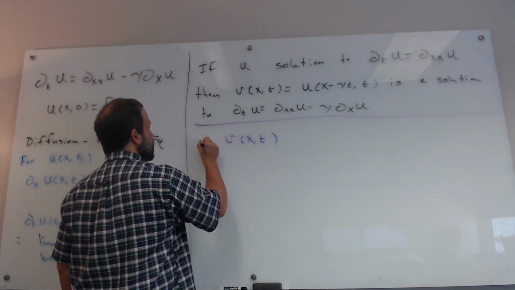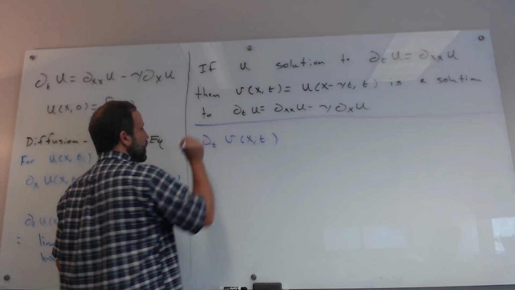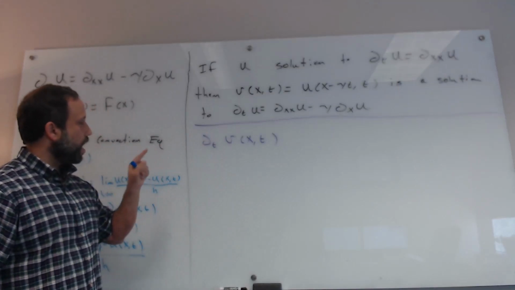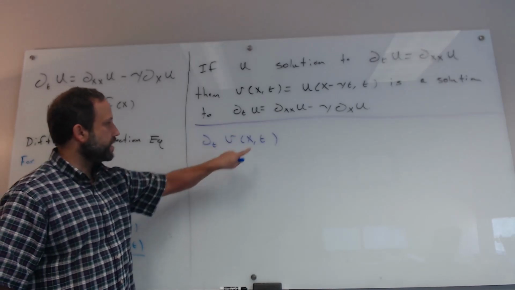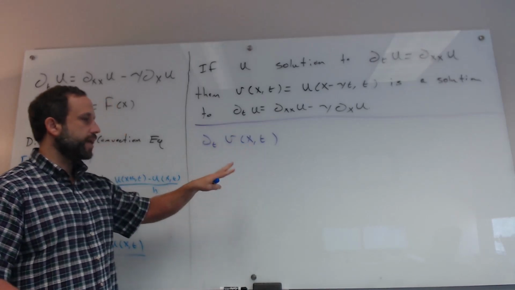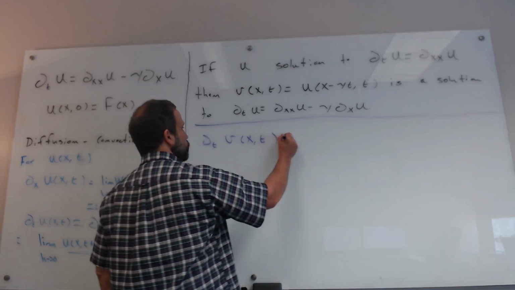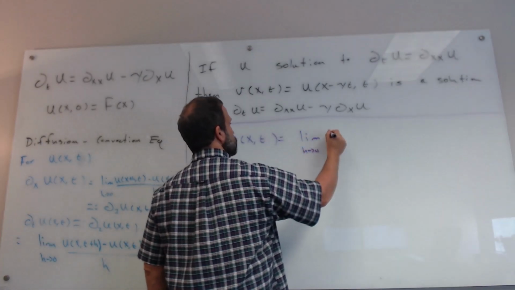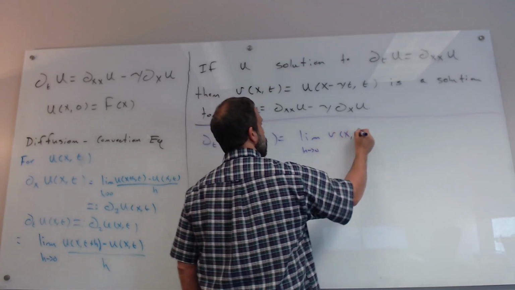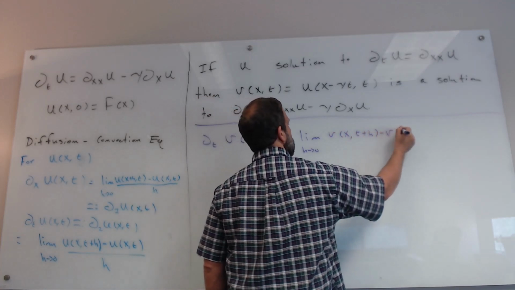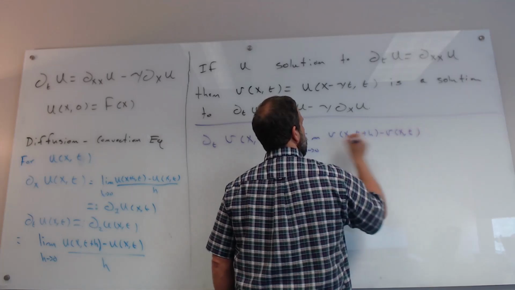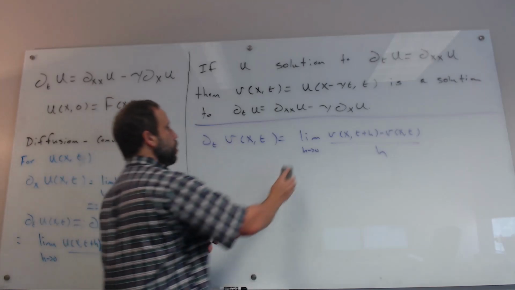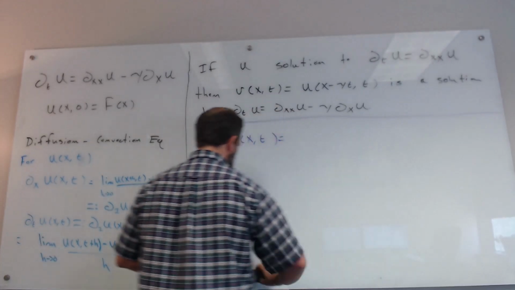Now here what I mean is I want to do the derivative of v in the t variable. So this means, I'm going to erase this, but this means the limit as h goes to 0 of v of x, t plus h minus v of x, t over h. That's what it means. Okay, so what is v though?